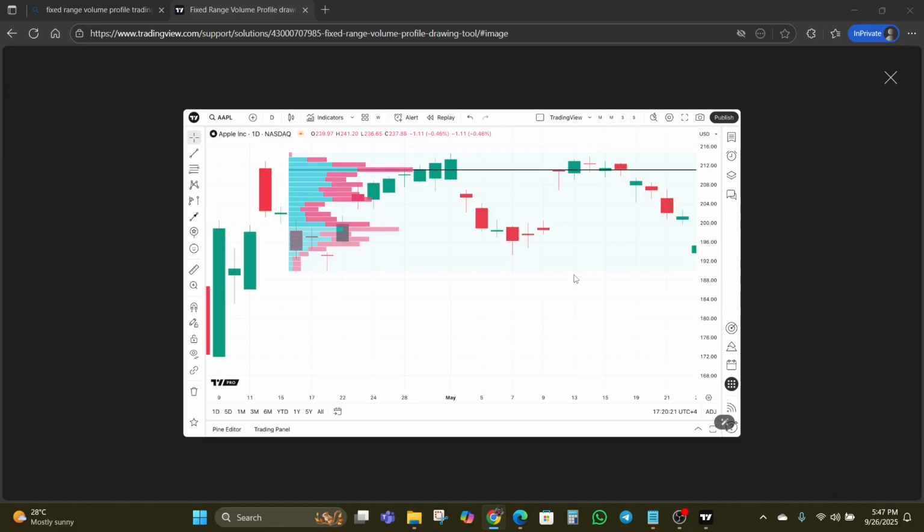So by understanding and using a fixed range volume profile, you can gain a deeper insight into market behavior and identify key levels where price is likely to react. This tool is essential for traders looking to enhance their technical analysis and trading strategies.